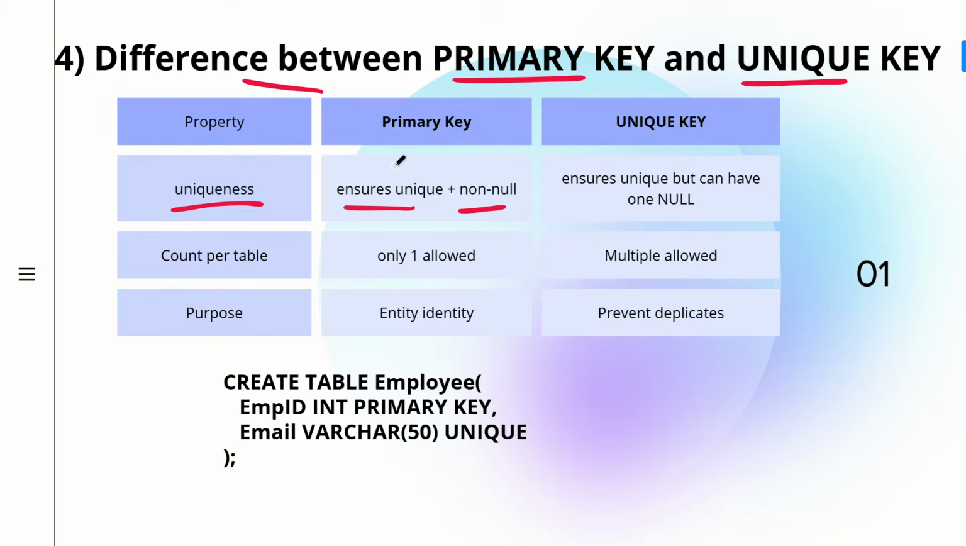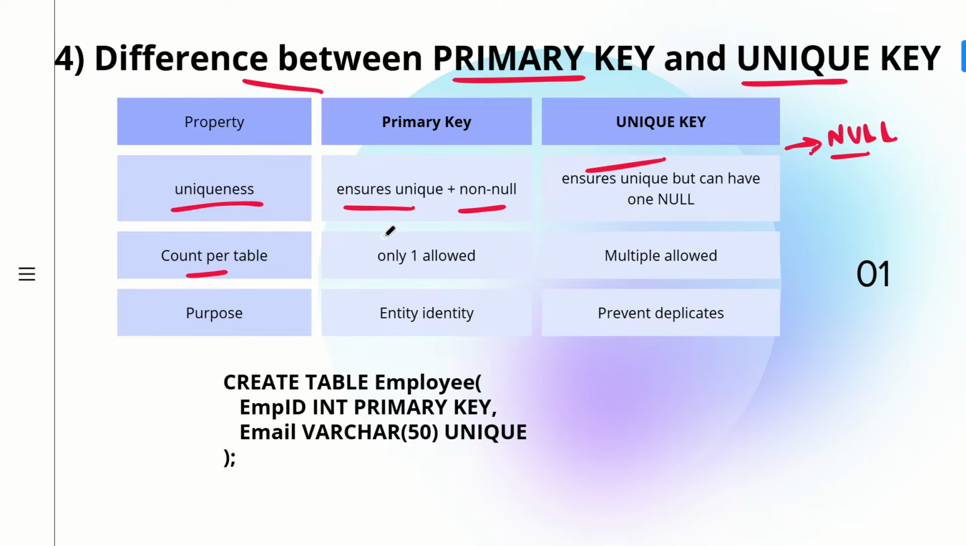So in primary key, you can have unique value. There should be unique value, but it cannot have the null value. Whereas coming to the unique key, it ensures unique value, but you can have one null value. Once you have stored null at the first row, if you try to store null again, it is not unique. So one time you can store null, and after that you have to store all unique and different values.